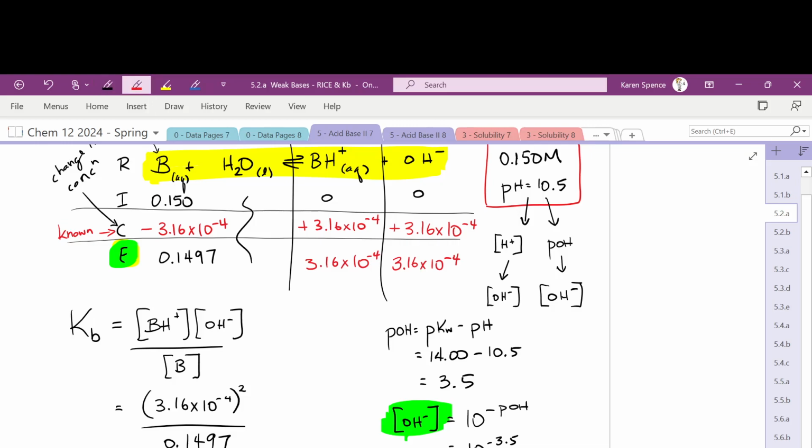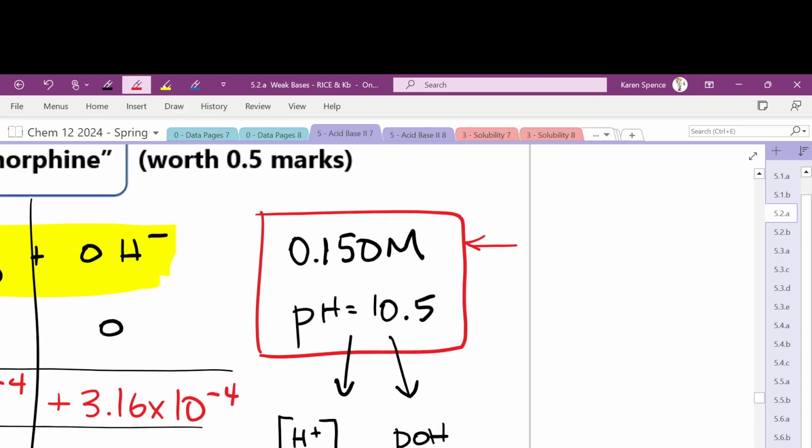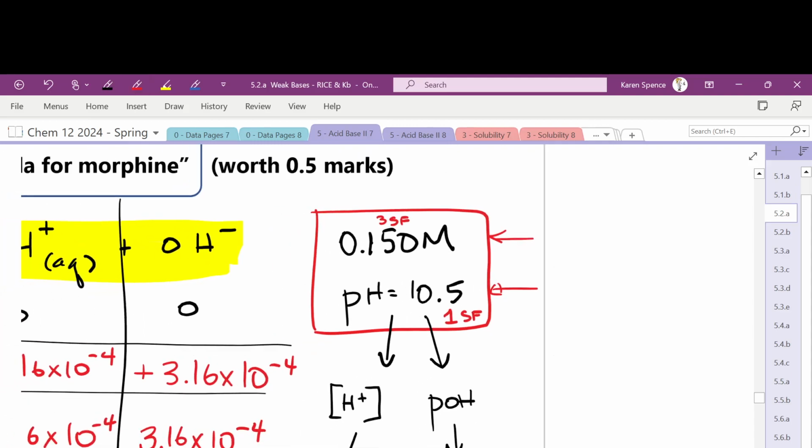So we have to go back to our original numbers here. We've got a 1.50 and we have a pH of 10.5. How many sig figs in 1.50? 3 sig figs. How many in a pH of 10.5? 1 sig fig. So we need our answer to have 1 sig fig.